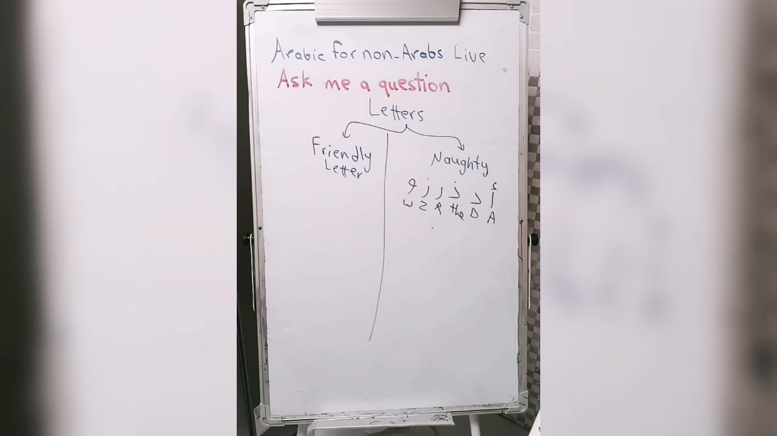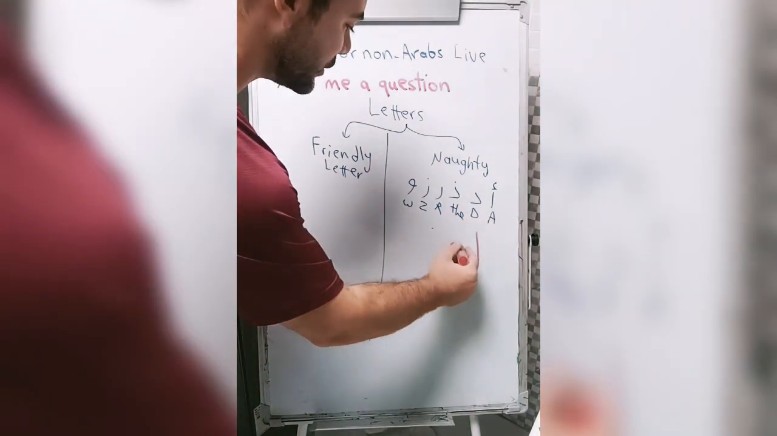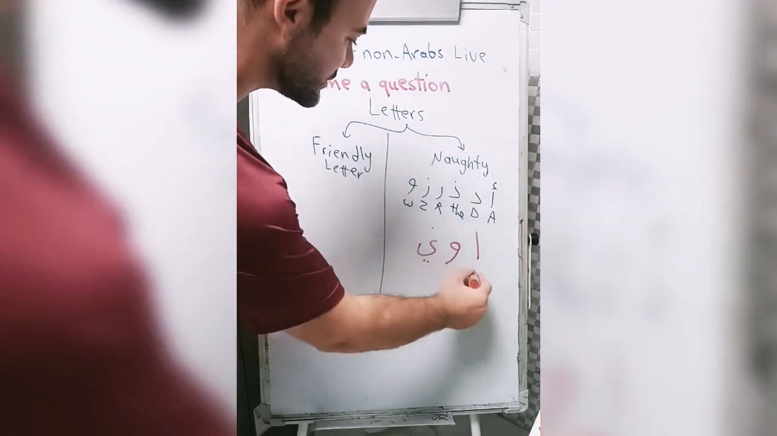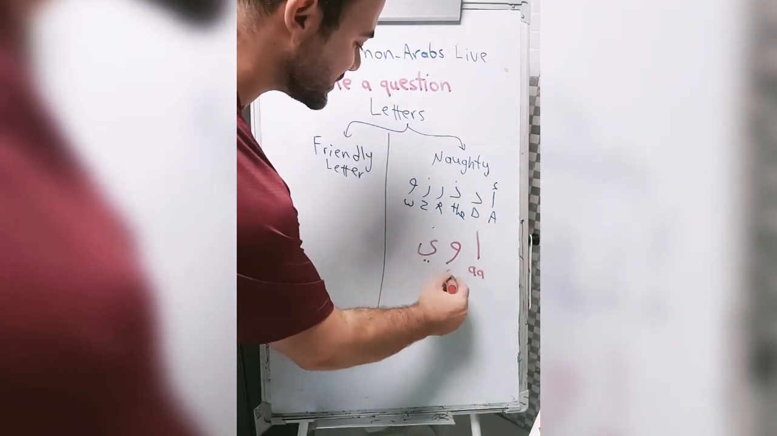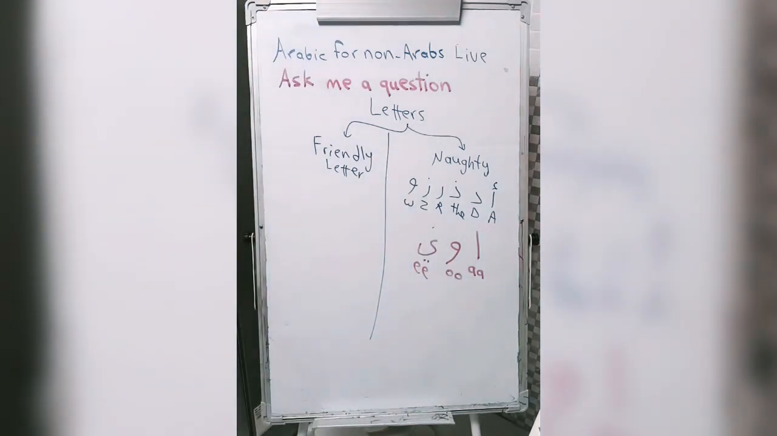So the naughty letters do not join the letters that come after, and if they have any long sound after them, we have 2-3 sounds, long ones, a, and then u, and then e. So this is a, and this is u, and this is e. If I'm going to make any word, I just need any letter of these naughty ones, and then I add the long ones after, the long sounds.